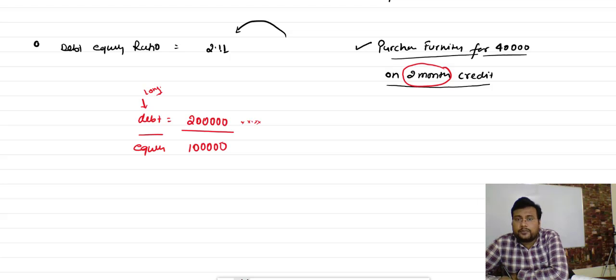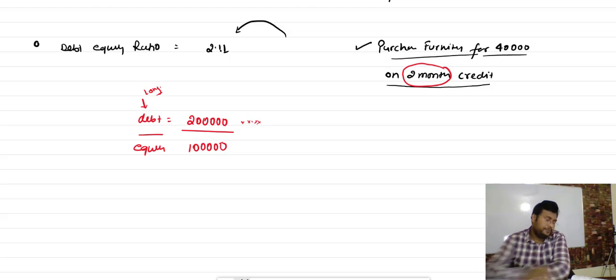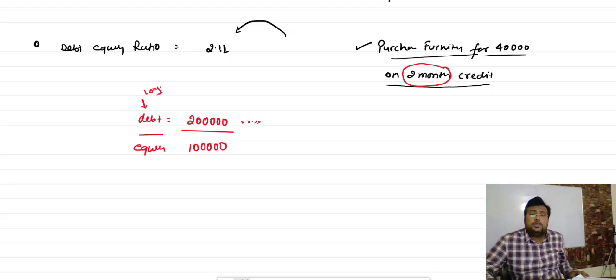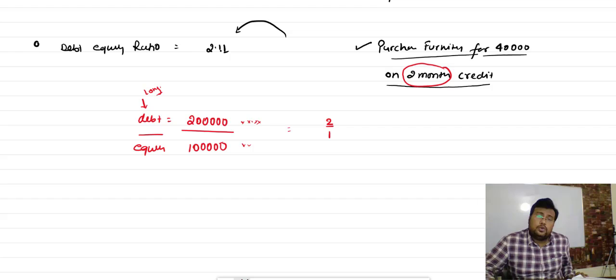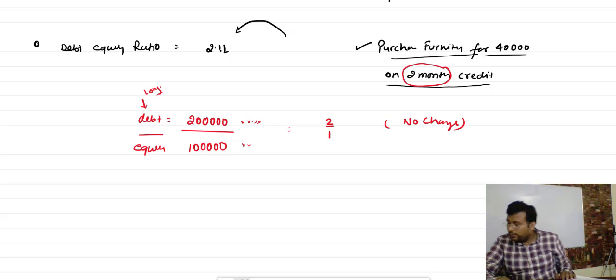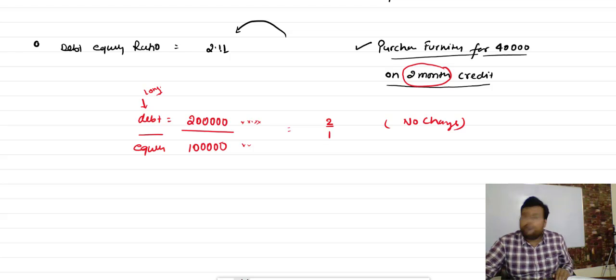on debt. Now, increasing furniture will not increase the equity. So no effect in the equity. So it will remain 2:1. So we will write down that no change will be. Okay. So this type of question will also come for the debt equity ratio.